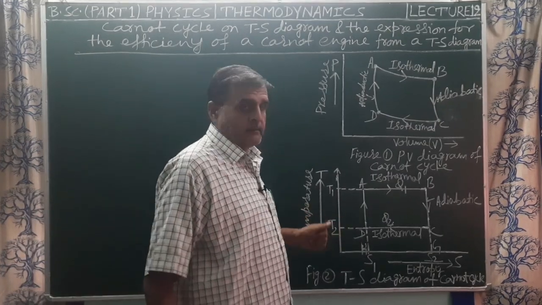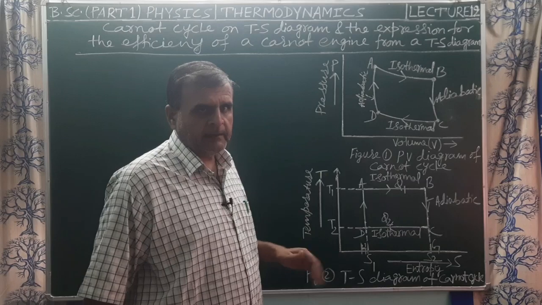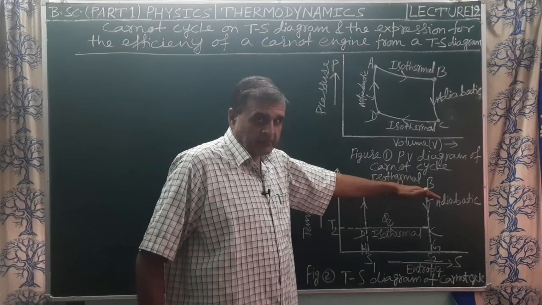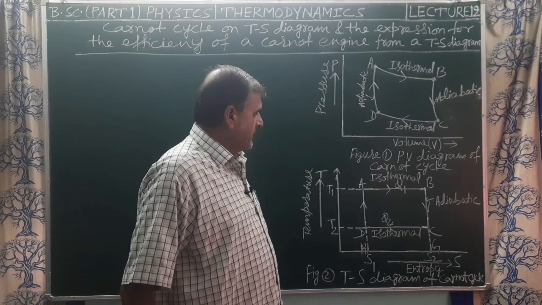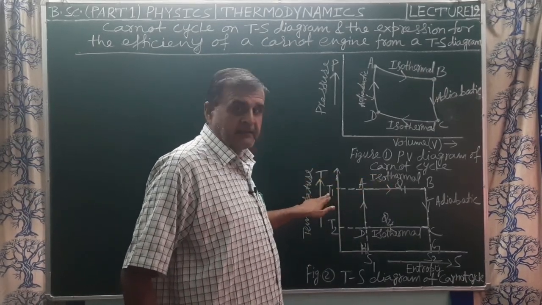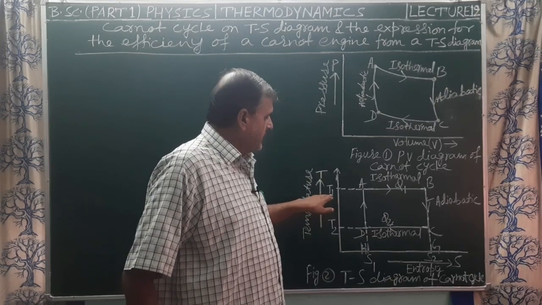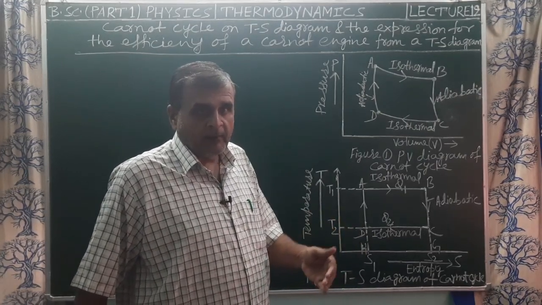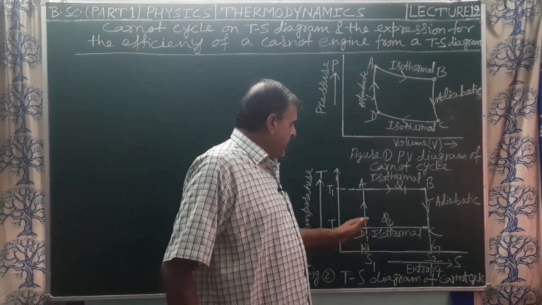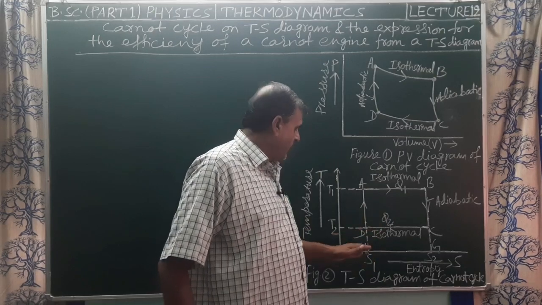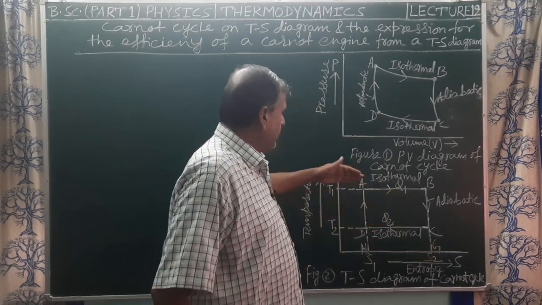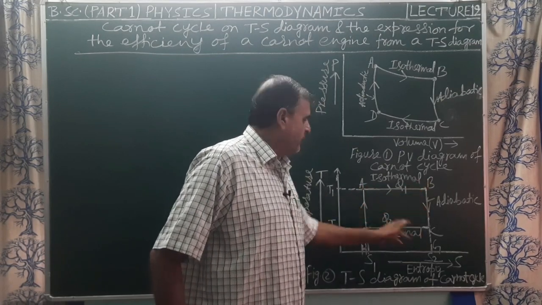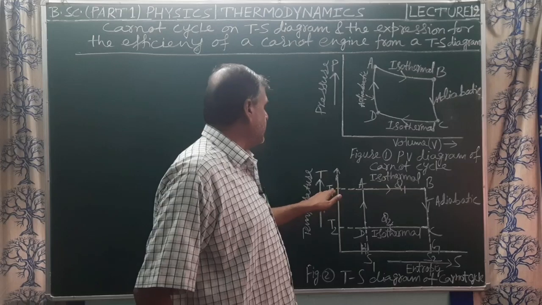Suppose during the isothermal expansion, which is represented by the side AB of the rectangle, it occurs at constant temperature, say temperature is T1, but entropy of the system, meaning ideal gas kept inside the cylinder of a Carnot engine, increases from S1 to S2 during the isothermal expansion, but it occurs at constant temperature T1.